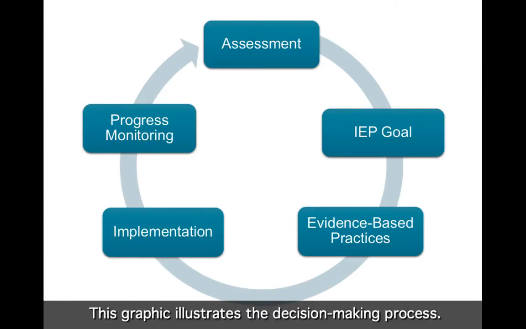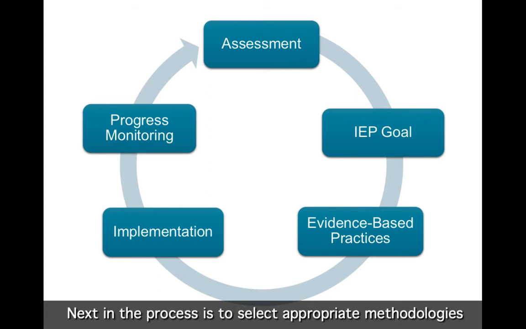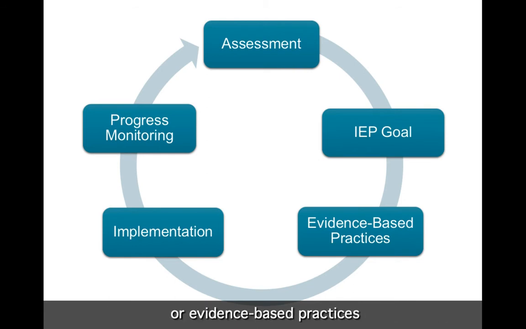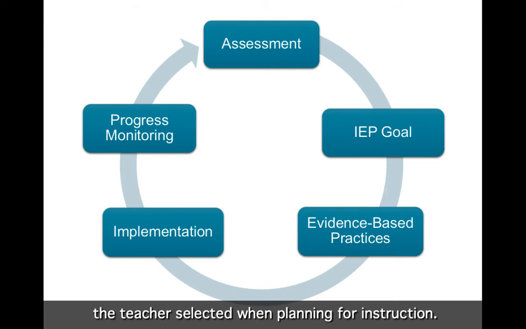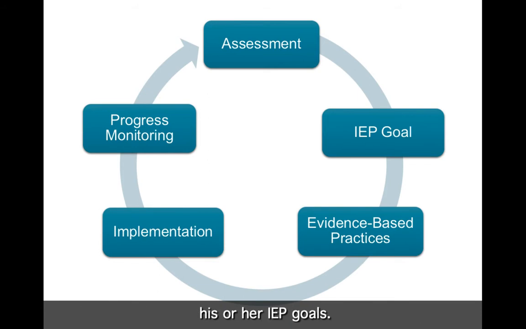This graphic illustrates the decision-making process. Teachers use information gathered from assessment and IEP goals to determine specific points of student need. Next in the process is to select appropriate methodologies or evidence-based practices to address IEP goal deficits. Implementation in this process refers to the degree of fidelity to the evidence-based practice the teacher selected when planning for instruction. Finally, teachers use progress monitoring to determine whether the instruction they provide is adequate for the student to make progress towards his or her IEP goals.